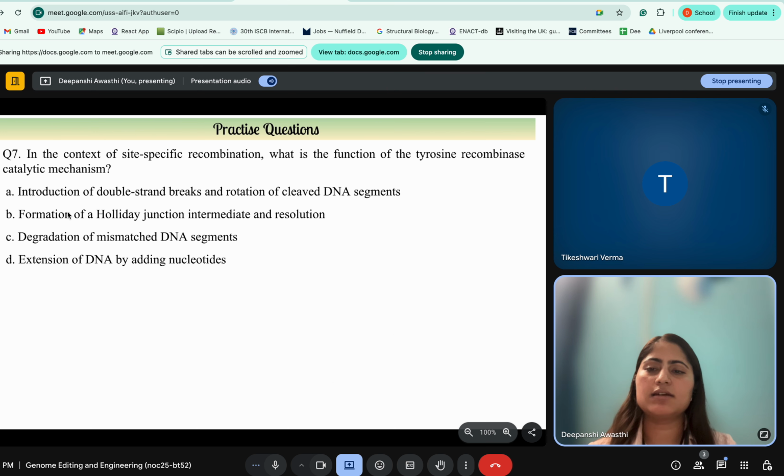Now the next question is in the context of site specific recombination, what is the function of tyrosine recombinase catalytic mechanism? Option A introduction of double strand breaks and rotation of cleaved DNA segments. Option B formation of a Holliday junction intermediate and resolution. Option C degradation of mismatched DNA segments, and option D is extension of DNA by adding nucleotides. So this is, I guess, a key difference between the tyrosine recombinase and the serine recombinase.